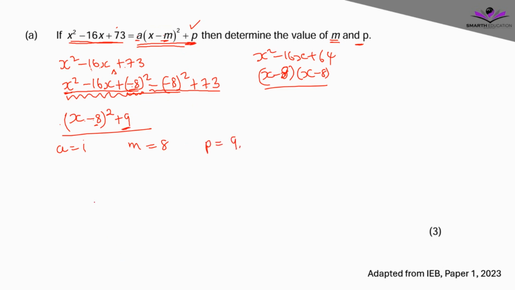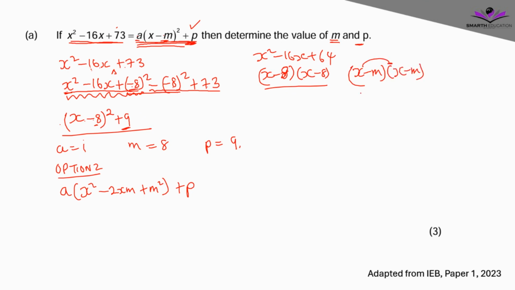The other way of doing this, we can expand this. So it becomes a times (x minus m) squared. (x minus m) squared should give you x squared minus 2xm plus m squared, and then plus p. You can do it the long way. x minus m times x minus m, that is (x minus m) squared.